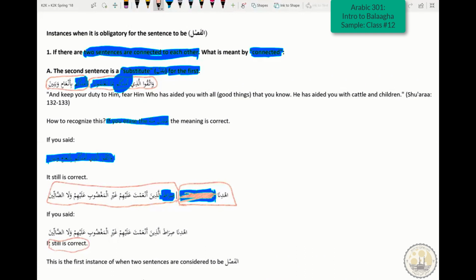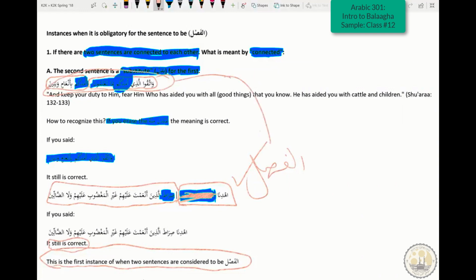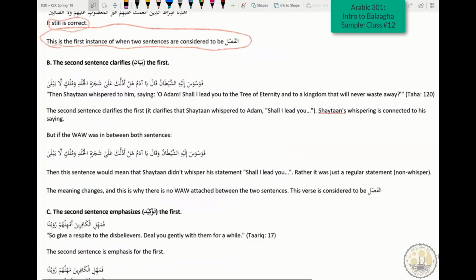Okay, ayat 10. Because we have a badal. And this is the first instance of when two sentences are considered to be al-fasl. So these two sentences are al-fasl. Okay. Likewise, these two ayat are also al-fasl. Mumtaz? Ahsant. All right.